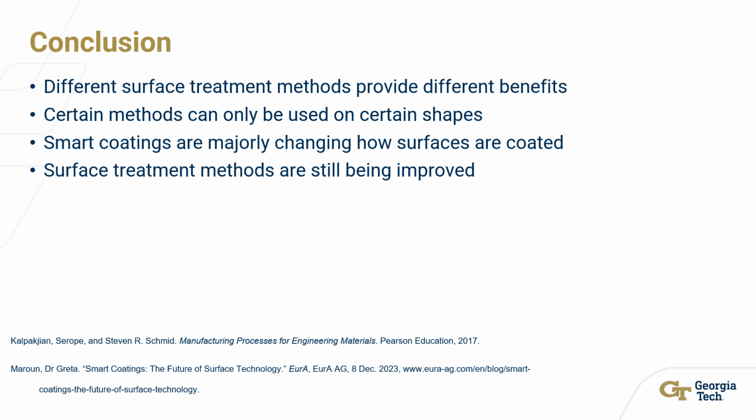After researching these different methods of surface treatments, I've come to the conclusion that different surface treatment methods provide different benefits. Certain methods can only be used on certain shapes. Smart coatings are majorly changing how surfaces are coated, and surface treatment methods are still being improved.